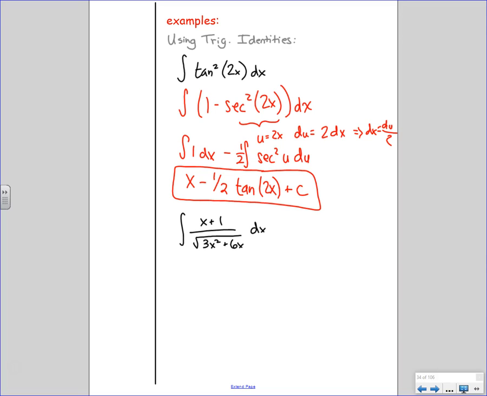Corey's already on the next one. Can we solve for x and then plug in all the u's? No. I wouldn't. There's an easier way. No, complete the square? Nope, don't do that. Don't do that.